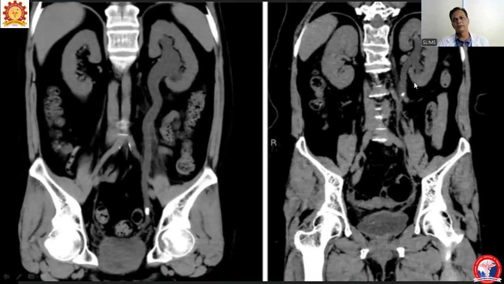We are seeing a calculus in the upper ureter, left upper ureter. Again, almost the same findings are there. The sinus or pelvic system is dilated, and sinus fat is reduced here, and the ureter proximal to the obstruction is showing dilatation.